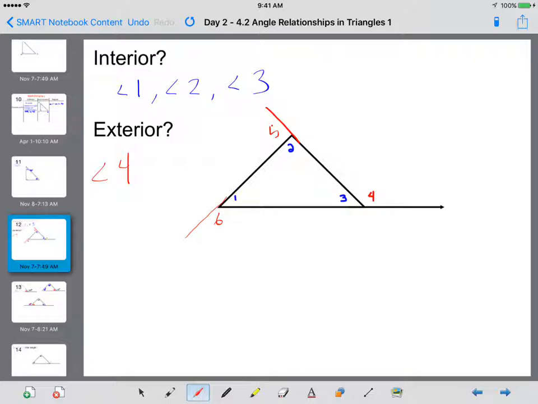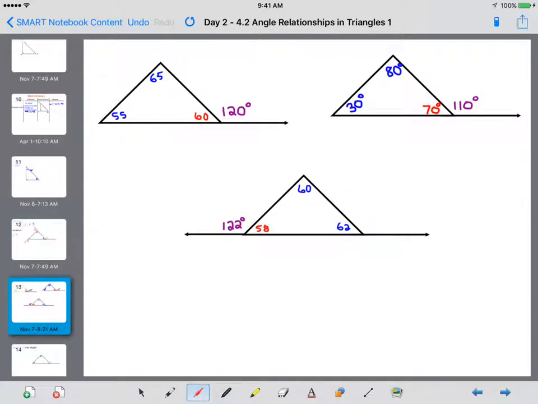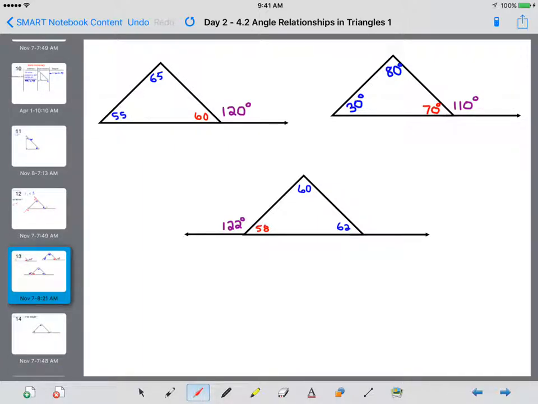Now there's a special relationship with this. So I want you to pause the video and see if you can come up with a special relationship between these triangles. I got it color coded for a reason. See if you notice anything. I'm going to give you a big hint. What if you were to add 55 plus 65? What do you get? Add 30 plus 80. What do you get? 60 plus 62.